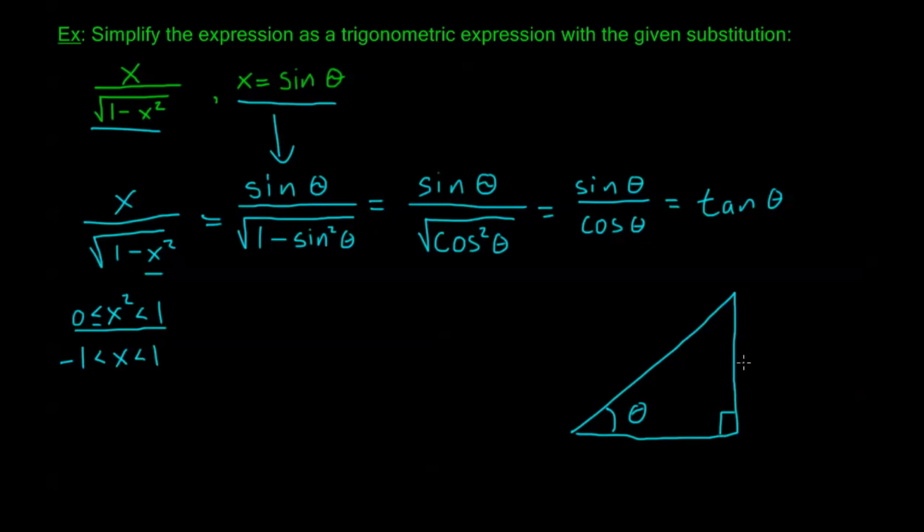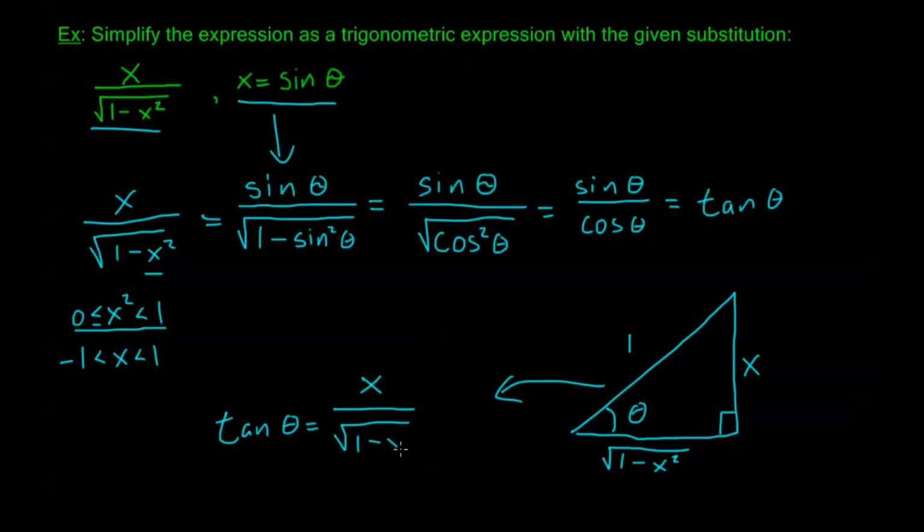Sine theta is x, so that means it's x over 1, so my opposite is x, my adjacent is 1, and by the Pythagorean theorem, this side over here is the square root of 1 squared minus x squared. So just by my triangle, if we were going in the other direction, I would get that tangent of theta is equal to my opposite over my adjacent, which is x over the square root of 1 minus x squared.